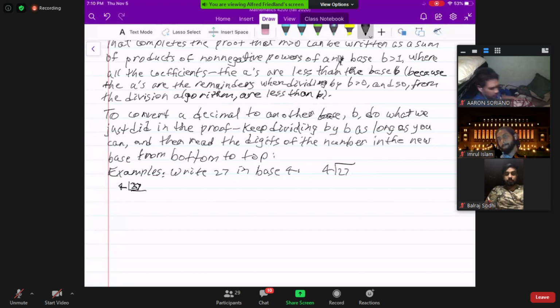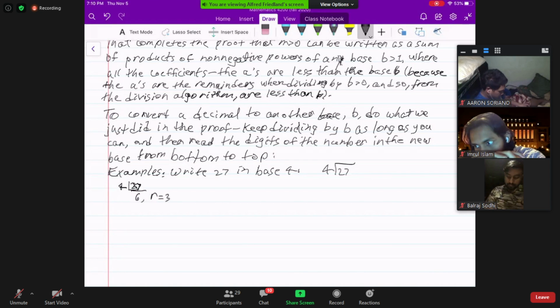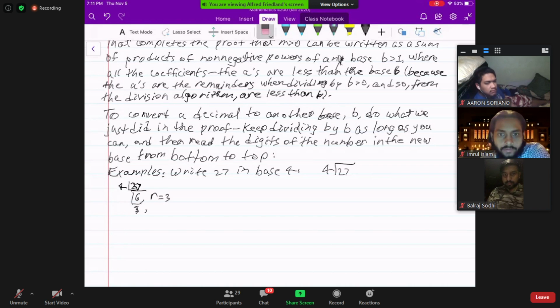So 4 into 27 is 6, remainder 3. Divide again. 2 into 6 is 3, remainder, wait, we're doing base 4. We'll do one with a binary system.